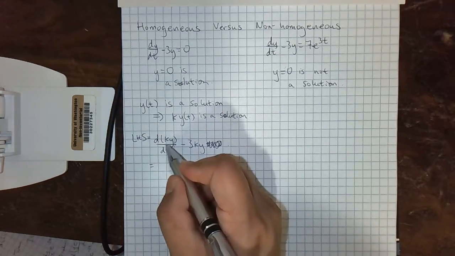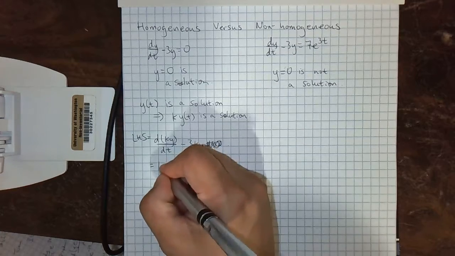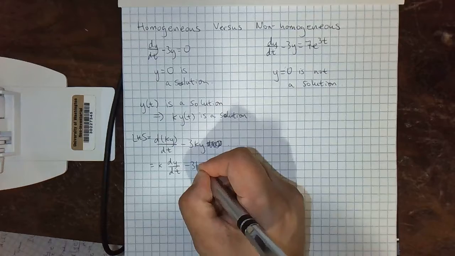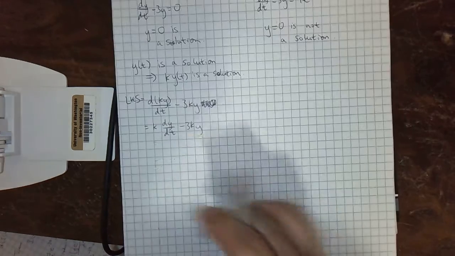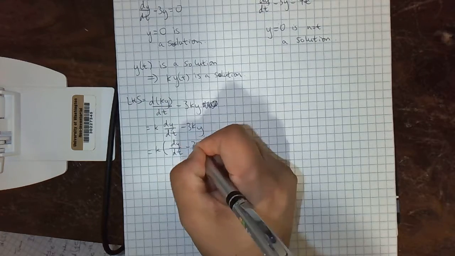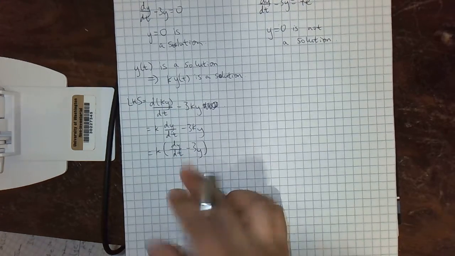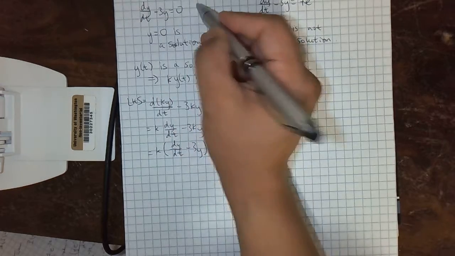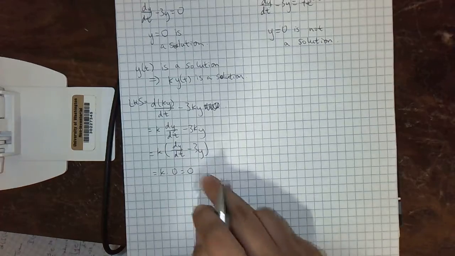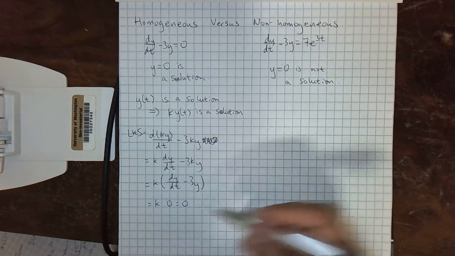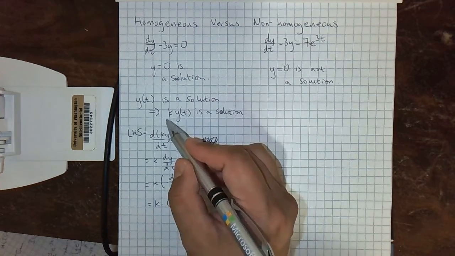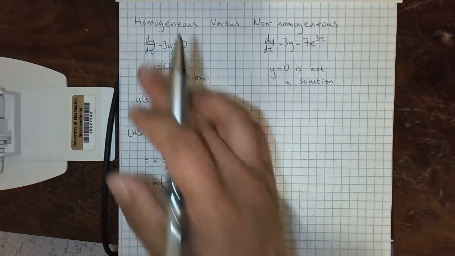Well then, constants don't matter, right? I can pull this out. So k dy by dt minus 3ky, but now I can factor out a k from everything: k times dy by dt minus 3y. But now this is the original, which equals 0, so I can sub in 0. This is actually k times 0. So the left-hand side is 0. So by guessing and checking, basically, I can check that if y of t is a solution, then k y of t is also a solution.